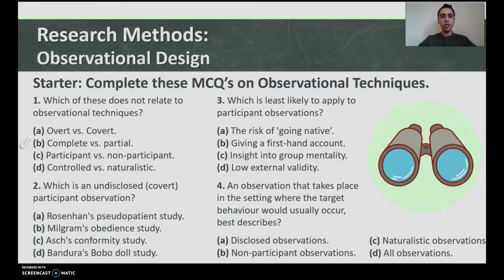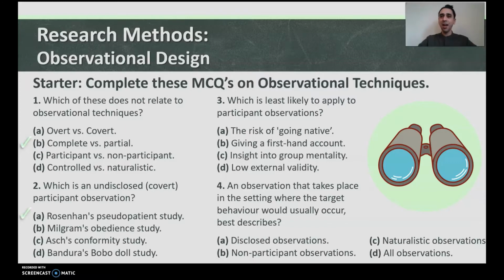Right, here we go. Number 2. Which is an undisclosed or covert observation? Which of these is a covert participant observation? A. Rosenhan's pseudo-patient study. B. Milgram's obedience study. C. Asch's conformity study. Or D. Bandura's Bobo study. Yeah, it was in the plenary last lesson, and it is A. Rosenhan's pseudo-patient study.